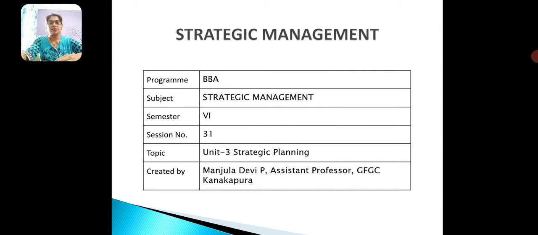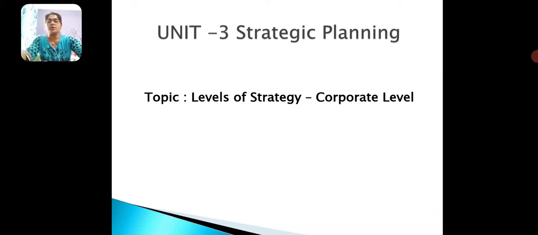In this session, we are talking about strategic management of BBA 6th semester of Bangalore University. In that, Unit 3, Strategic Planning. In today's session, we will discuss levels of strategy. And in that levels of strategy, we will concentrate on what is corporate level strategy and what are the different corporate level strategies that are generally followed.